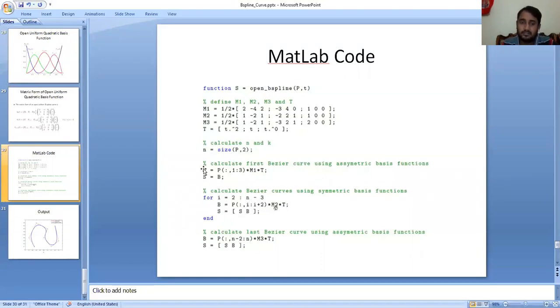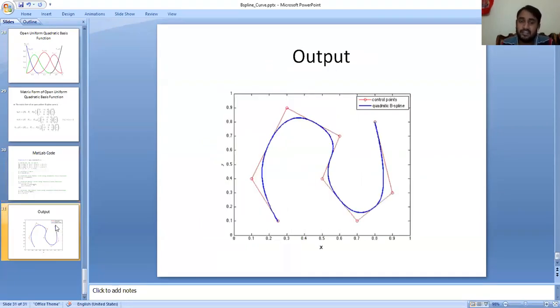So there will be B-splines, and each B-spline will be concatenated to S. This is our original spline, and this is the first Bezier, this is the second Bezier, and this is the third Bezier. So each time here we are applying the iteration. This is the first Bezier, these are the Bezier curves, and this is the last Bezier. So when we calculate the output, you can see that this B-spline is passing through the endpoint. So this is the open uniform B-spline.